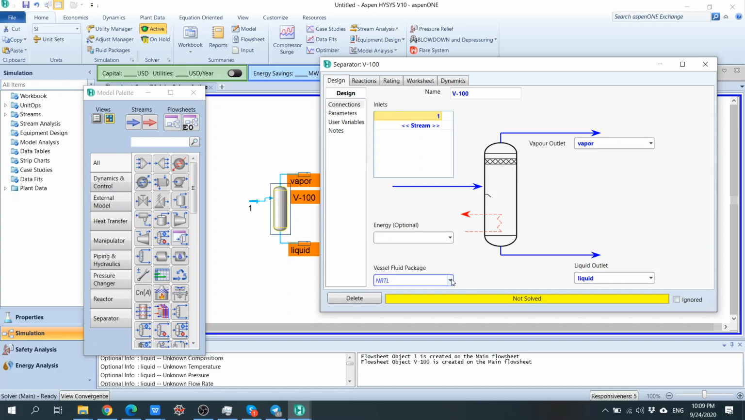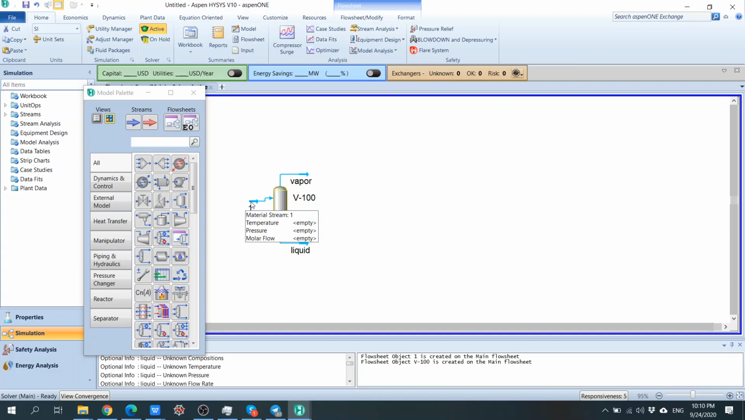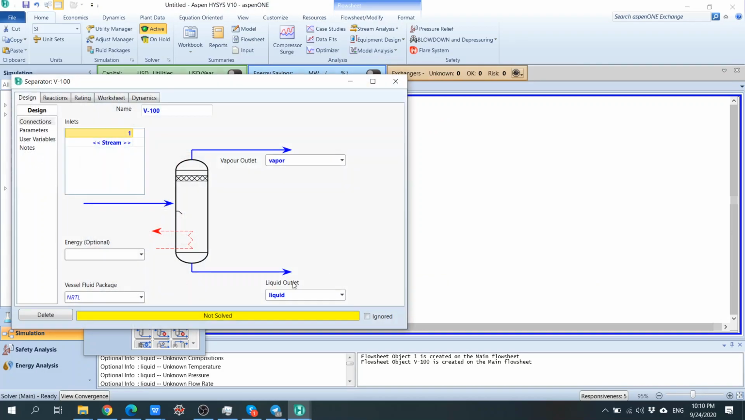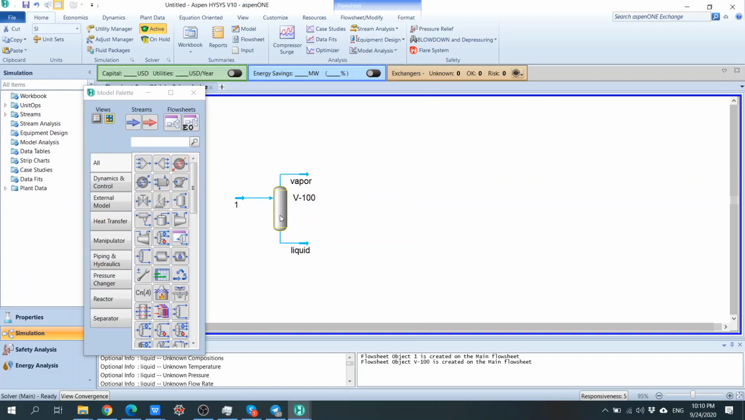So now in this case we can have all of our models there to calculate this unit particularly. So we will just close this, we'll come back to that later. So stream number one, by default it will then use the NRTL, as you see, because that was the first model that we have selected.